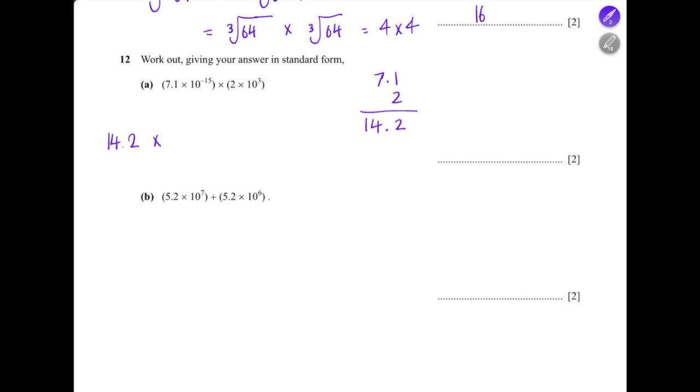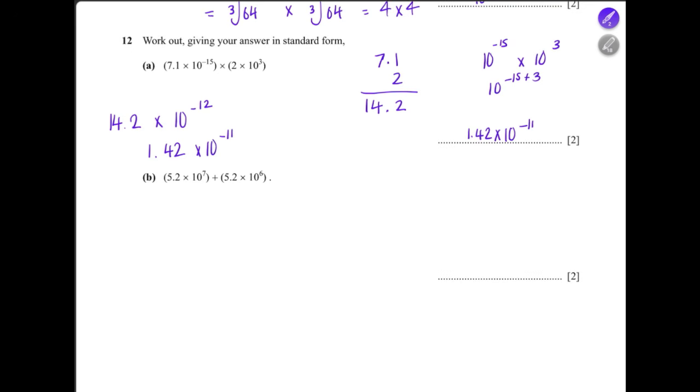Now you have 10 power negative 15 and 10 power 3. So 10 power negative 15 multiplied by 10 power 3. Now when the base is same, you can add your exponents. So this is going to be 10 power negative 15 plus 3. That is going to be negative 12. Now you can either write it like this, or you can write it as 1.42. Since you're moving it one number behind, you're going to reduce this number. This is going to be 10 power negative 11. So that's your final answer, 1.42 times 10 power negative 11.